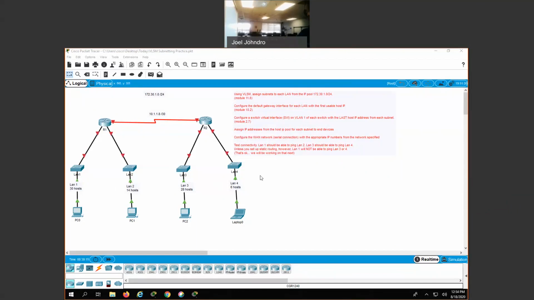is just 6 hosts. So the first thing you want to do when you're facing this is actually list all your networks from largest to smallest. And I actually like to use a sheet of paper. You can use a whiteboard or whatever is most convenient for you. I'm going to use the whiteboard here in the classroom.